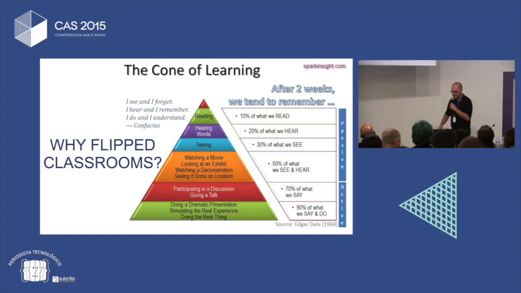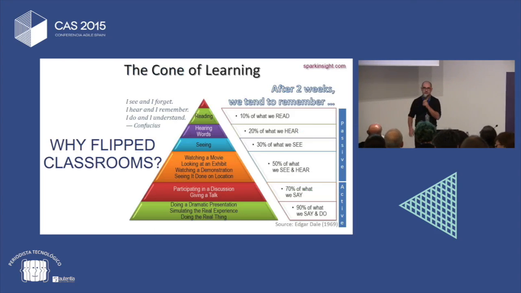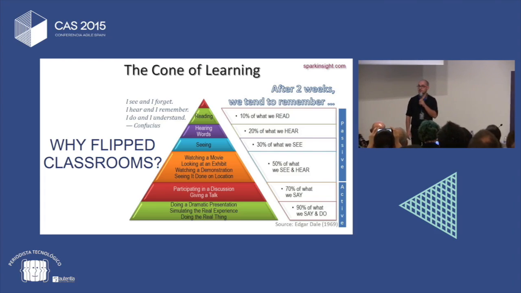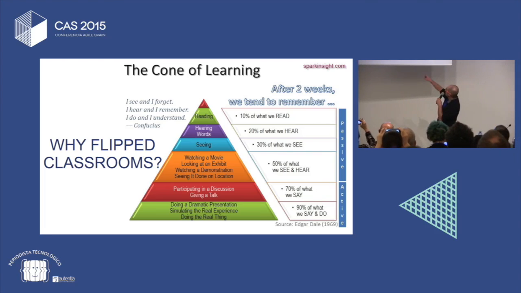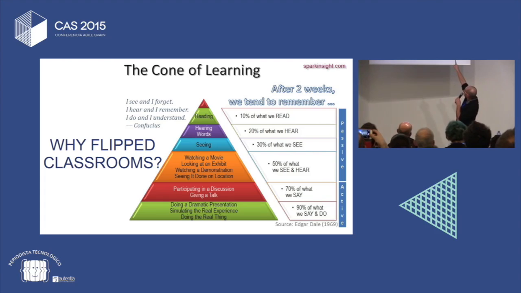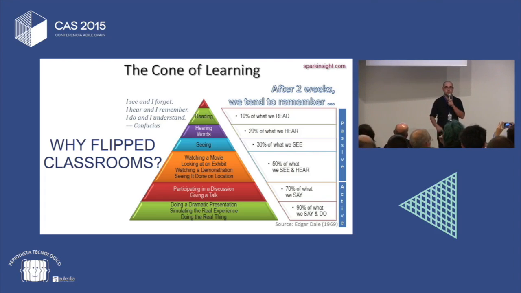And why flipped classrooms too? Because when we look at Dale's pyramid, you will see that when we are passive in the learning, we only remember between 10 and 30% of the contents. It's quite ineffective. On the other hand, if people say and do, they remember a lot more. And that's a more efficient way. And that's the aim of the flipped classroom.